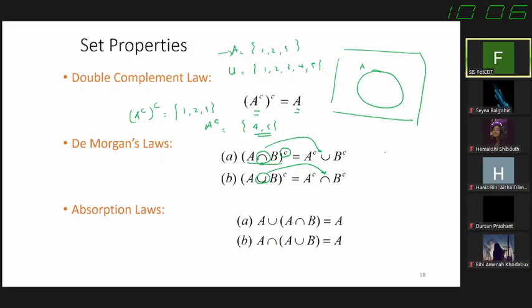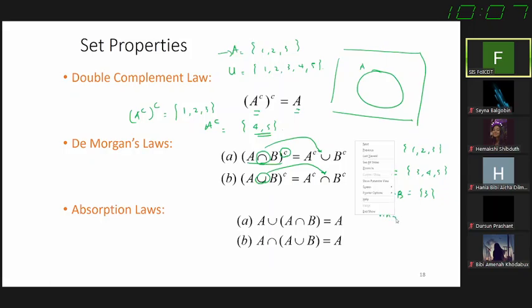Again, try an example. Let's get A and B. A is 1, 2, 3, and let's put it very simple, B is 3, 4, 5. So A intersection B would be 3. Now the complement of A intersection B, this thing. I don't know why my marker is doing that.